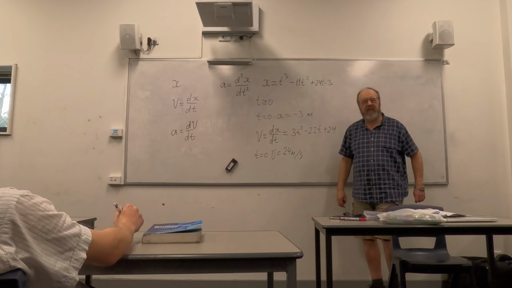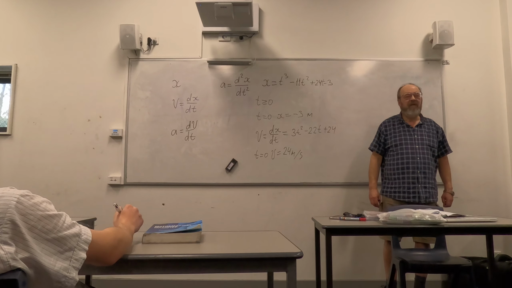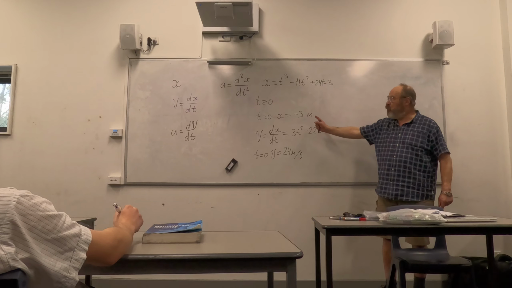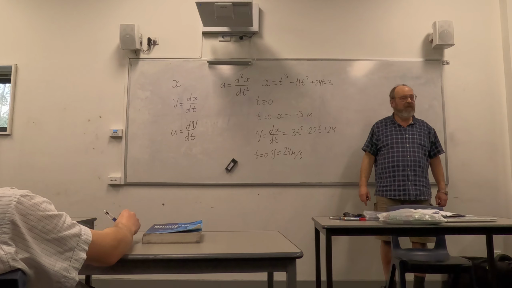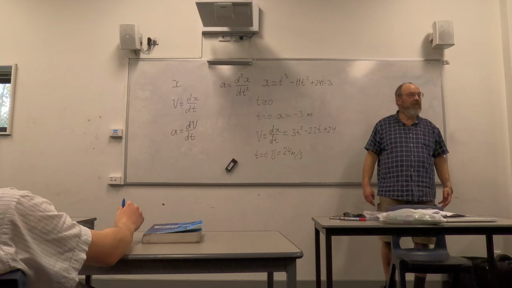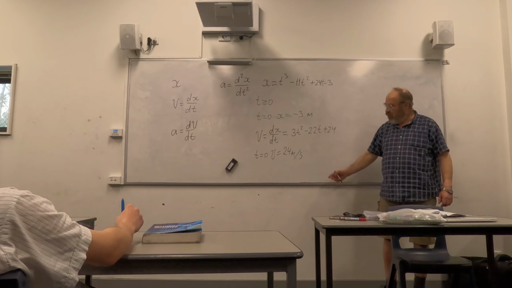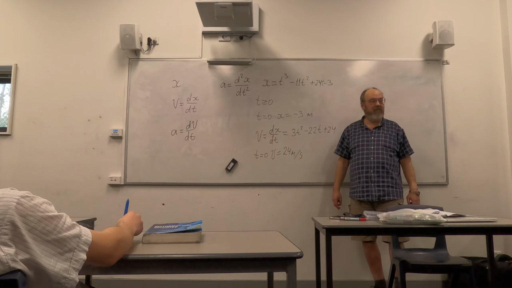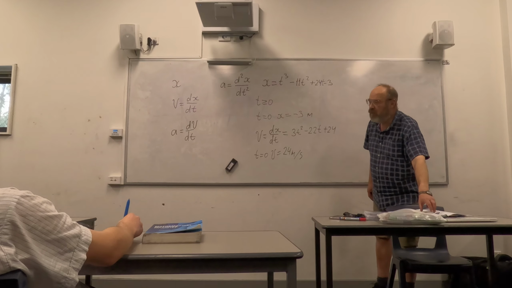What does negative 3 meters mean? It's the position, not the velocity. It means it starts behind, to the left of the origin. If it had negative velocity, it would mean moving in the negative direction.